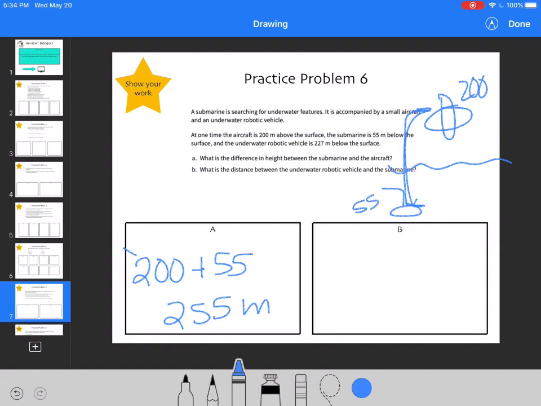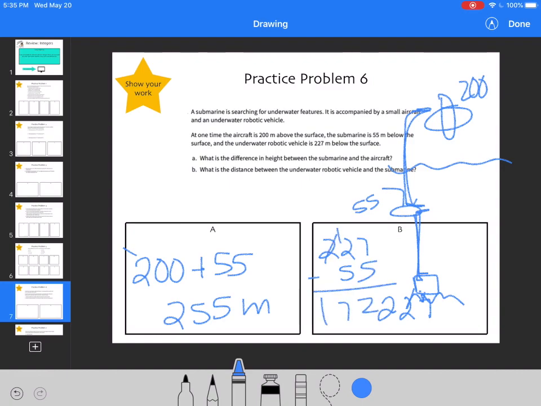Then it says an underwater robotic vehicle is 227 meters below. So I don't know what that would look like, so we'll just draw that. Okay, so what is the distance between the underwater robotic vehicle and the submarine? So they're both underwater, and I'm trying to find the distance between these two. So I'm going to subtract 227 minus 55. So I get 172 meters.